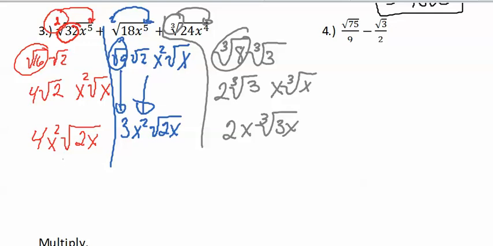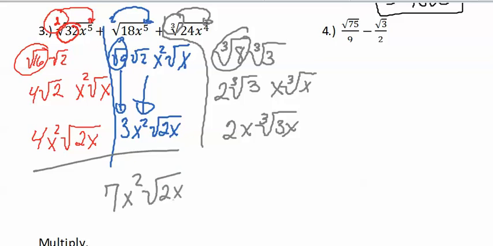And if we compare these, the first two are the only ones that match up. So we're going to add those together. 7x squared square root of 2x. And since this doesn't match up, that just gets added at the end.